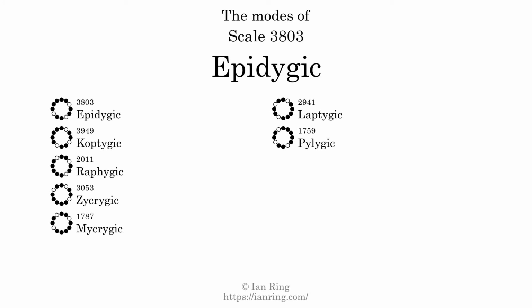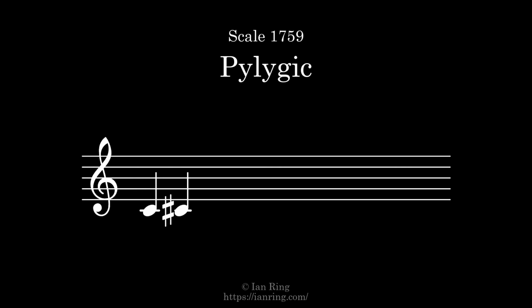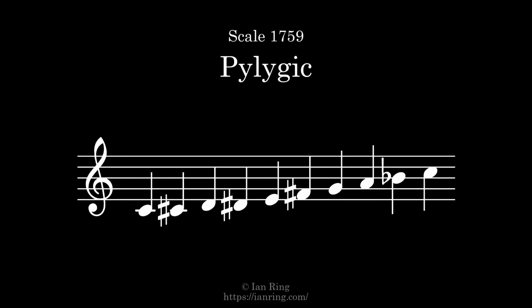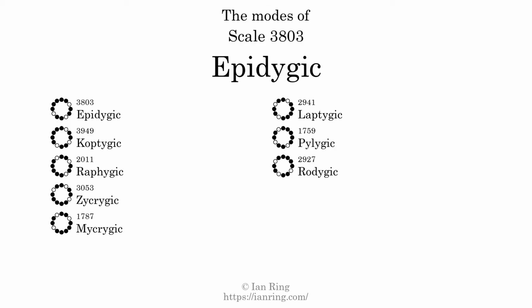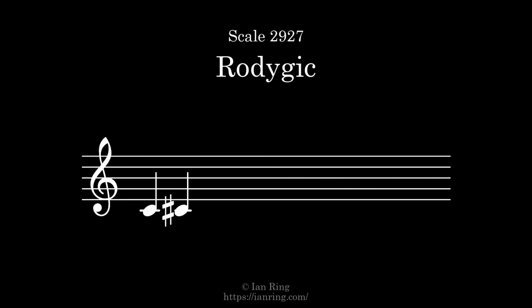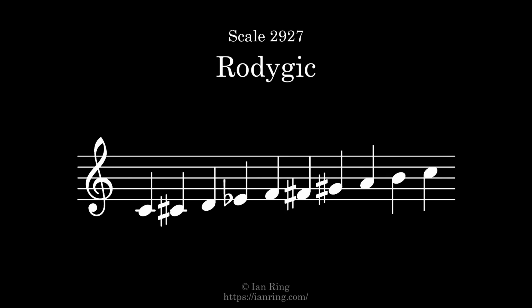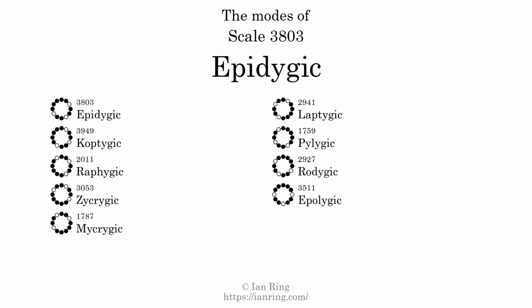The seventh mode is scale 1759, also known as Pilagic. It sounds like this. The 8th mode is scale 2927, also known as Ridigic. It sounds like this. The 9th and last mode is scale 3511, also known as Epilogic. It sounds like this.